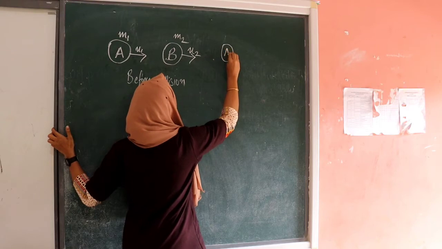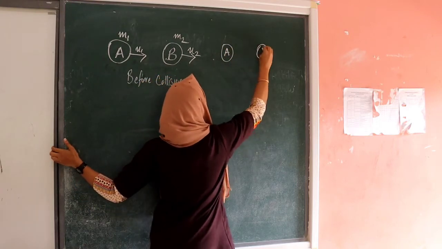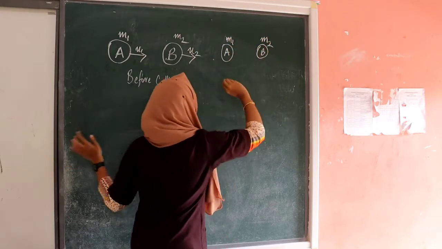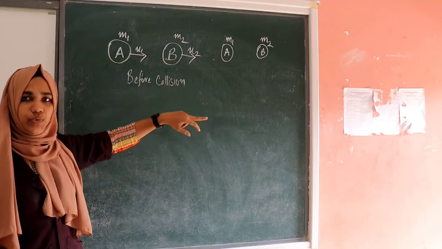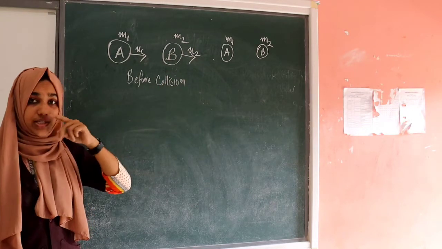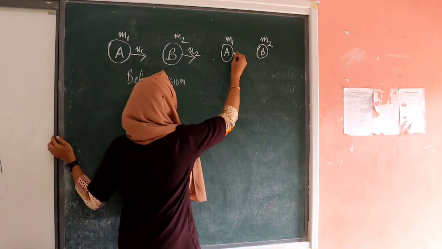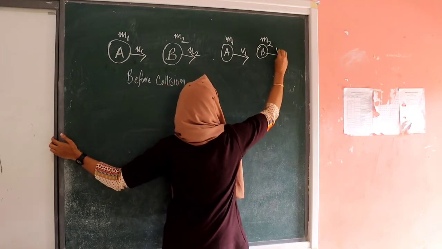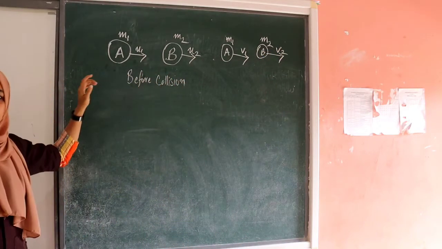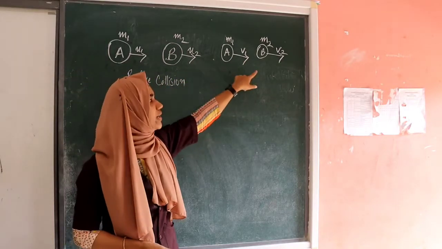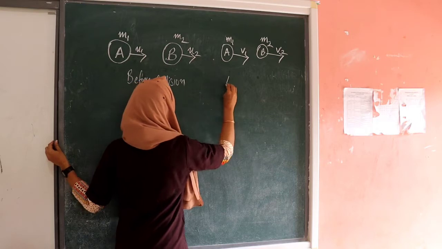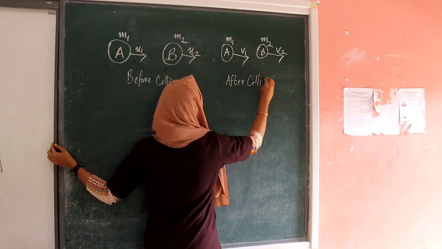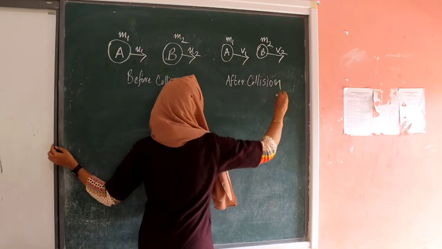So consider two bodies, A and B. Here also the masses are M1 and M2. When they collide with each other, their velocities change to V1 and V2. Is it clear? This is after collision.